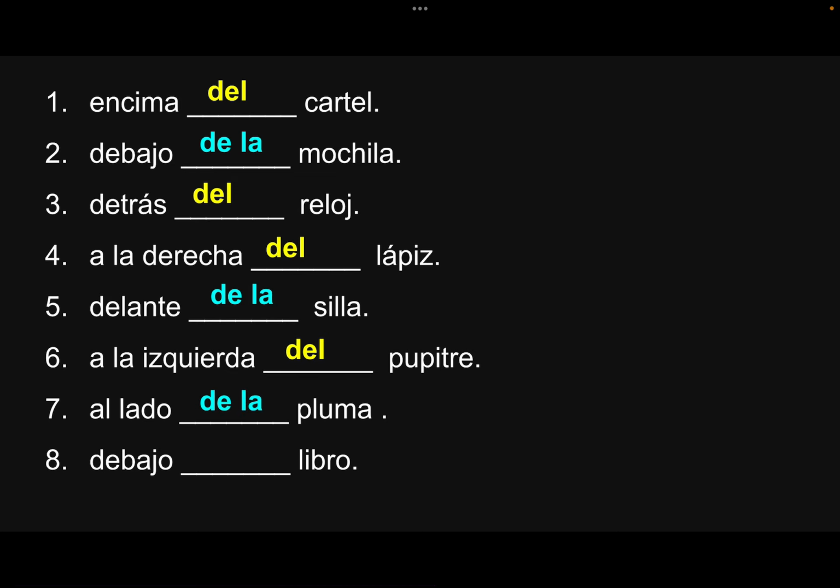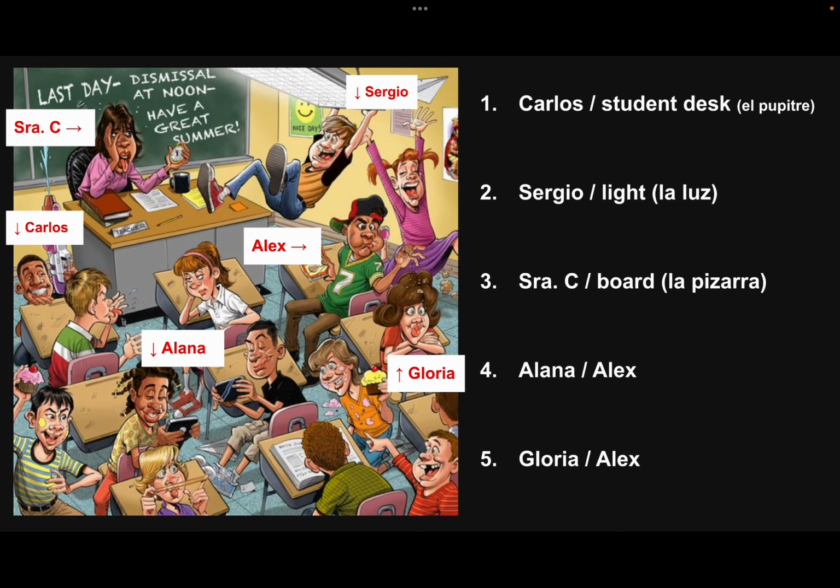And finally, we have libro. That ends in O, probably is going to be masculine. So you're saying under the book, so debajo del libro. So whenever you have de el, just remember, contracted to del. If you have any other articles, de la, or if it's plural, de los or de las, you're good. Don't worry about it. Here's some more practice.